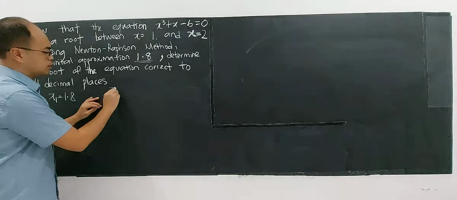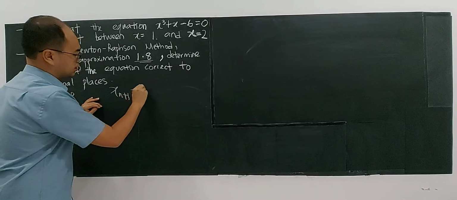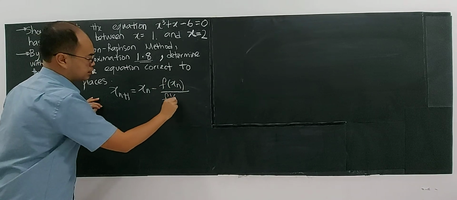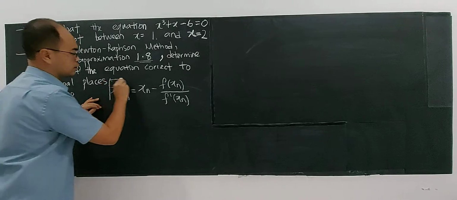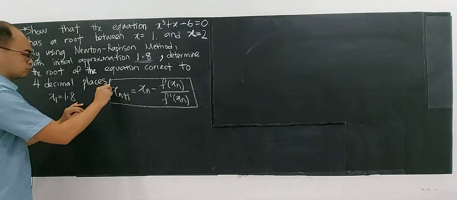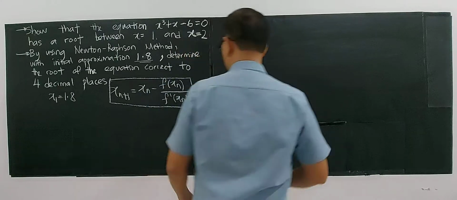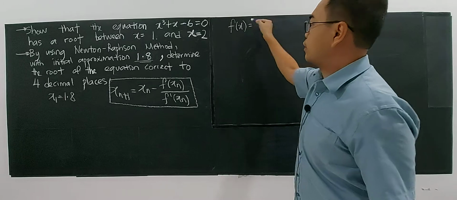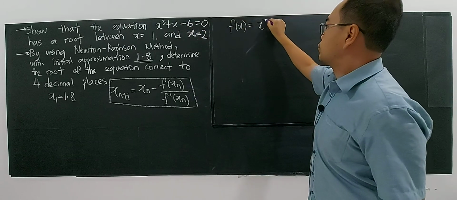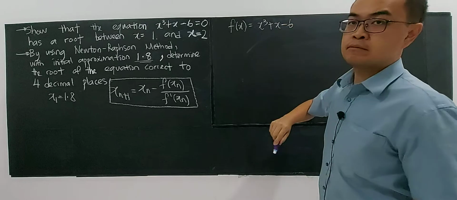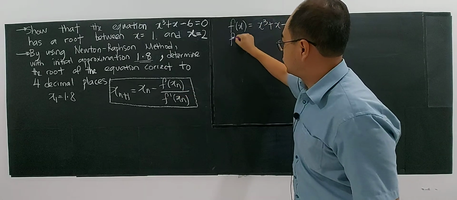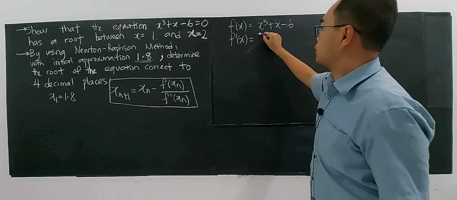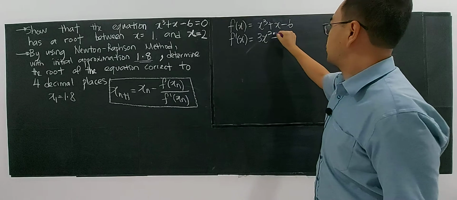So as we know, the formula for the Newton-Raphson method will be x_n minus f(x_n) over f prime(x_n). You have to remember this formula. It's a very powerful formula generated by Newton and Raphson. So how to carry this out? Very simple. First you need your f(x), which in this case will be x cubed plus x minus 6. And you need the differentiation of this equation, the first derivative, which will be 3x squared plus 1.